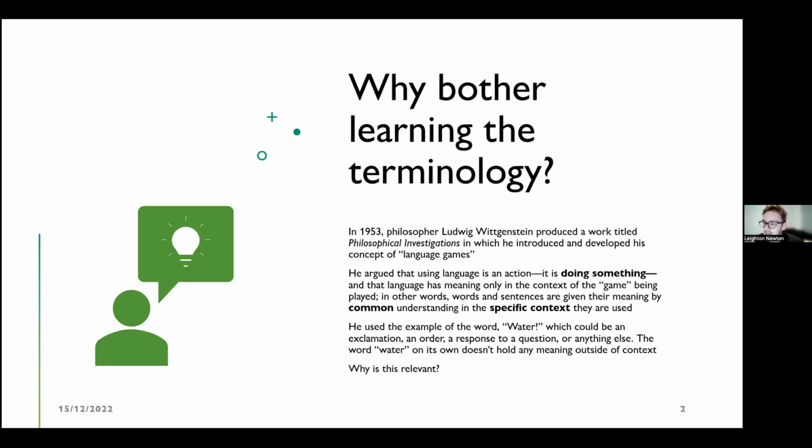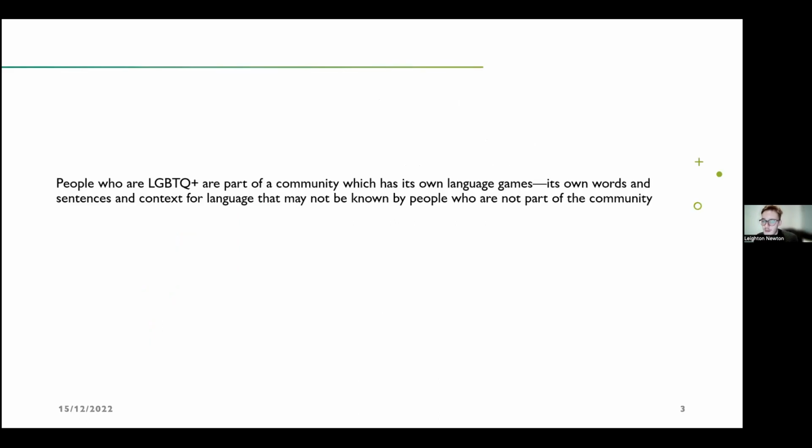So why does it matter? People who are LGBTQ plus are part of a community which has its own language games. We've got our own words and our own sentences and our own broad context language that may not be known by people who aren't part of the community. And that's true for all language. The English language has the meanings of its words given because of the way that we use the language in everyday life. And then communities around English-speaking countries have different words and different meanings for words based on the way that they use them in specific places.